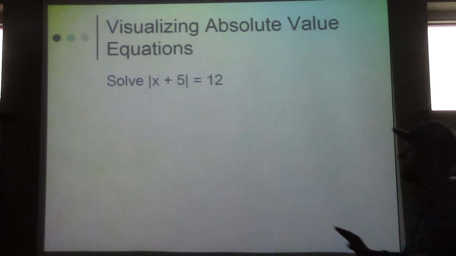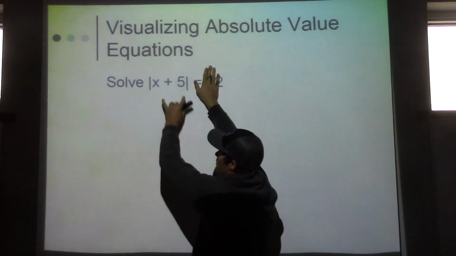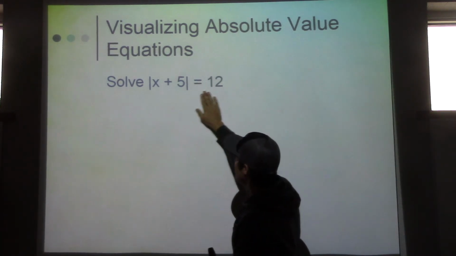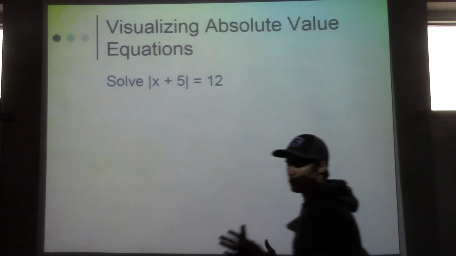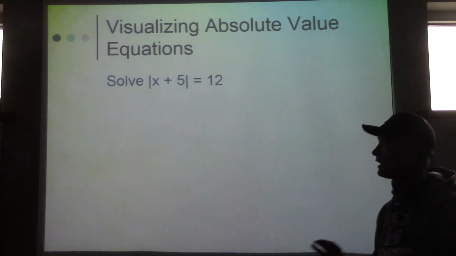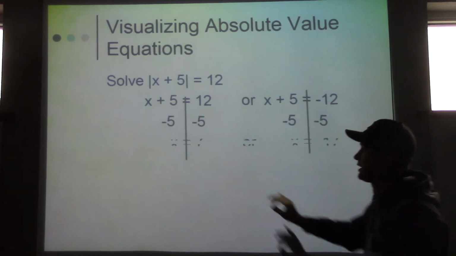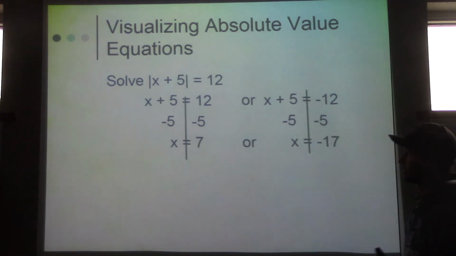Another example. Again, are the brackets, is there any number outside those brackets? No. Does it equal positive? Yes. So we go ahead and write 2 equations. X plus 5 equals 12. X plus 5 equals negative 12. Subtract 5 from both sides, and we get 7 or negative 17. And you can plug it back into the equation and see that it works.